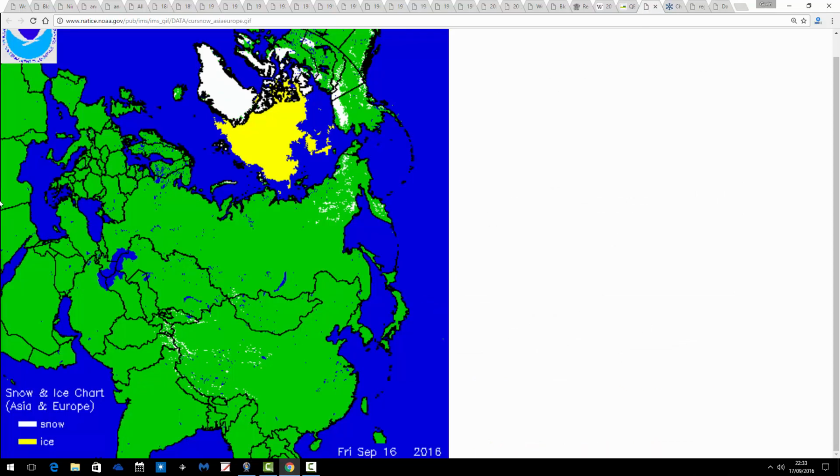Siberian snow cover next. Not much going on over Siberia yet. We have had a little bit of snow beginning to appear in the far eastern corner of the Siberian plain, but nothing definitive. But it's early days. It'll be in October that this becomes much more important, when all of this area will fill up with snow. How quickly it happens will be interesting to see through October.